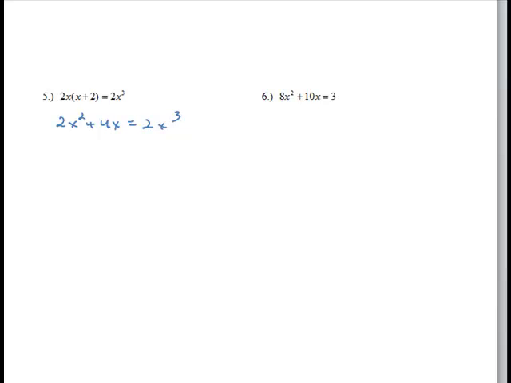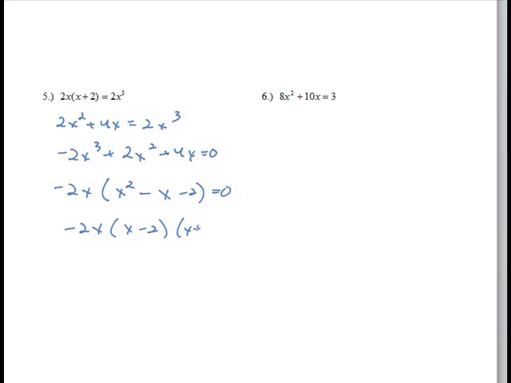Distribute that 2x, get all your terms on one side of the equation, setting it equal to 0, and factor our greatest common factor, negative 2x, giving us negative 2x times 2x squared minus x minus 2 equal to 0. Continue on factoring, negative 2x times x minus 2 times x plus 1. It's completely factored, have a total of 3 factors.